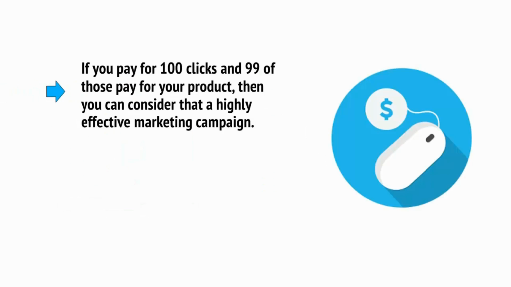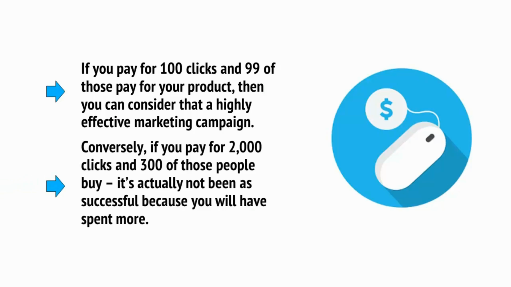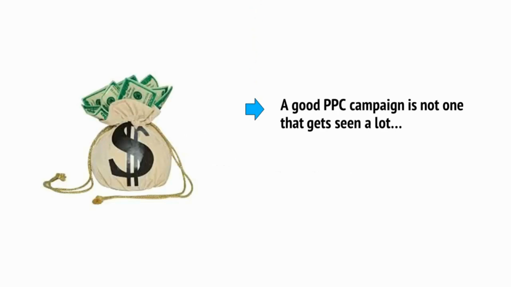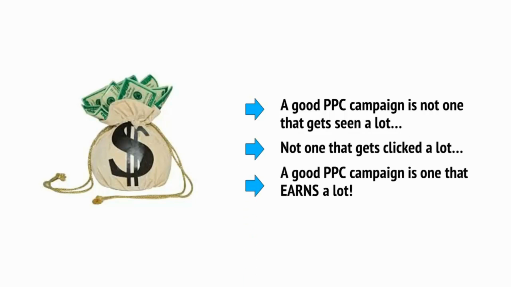If you pay for 100 clicks and 99 of those pay for your product, then you can consider that a highly effective marketing campaign. Conversely, if you pay for 2,000 clicks and only 300 of those people buy, it's actually not been as successful because you will have spent more. What this essentially tells us is that the bottom line is by far the best way to gauge your success. A good PPC campaign is not one that gets seen a lot, nor one that gets clicked a lot. A good PPC campaign is one that earns a lot.